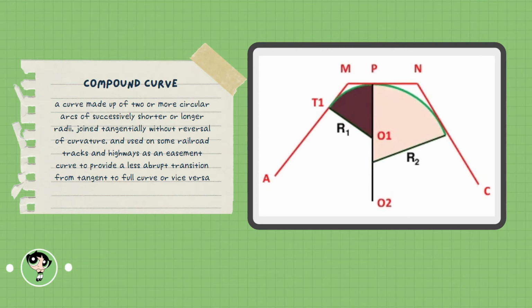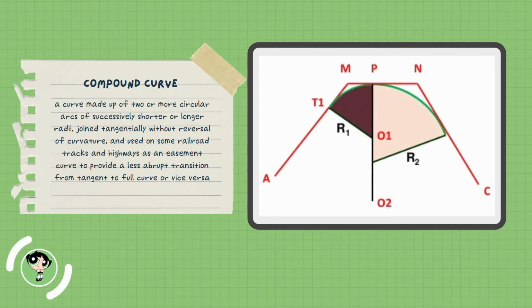Next is we have a compound curve. A curve is made up of two or more circular arcs of successively shorter or longer radii joined tangentially without reversal of curvature, and used on some railroad tracks and highways as an easement curve to provide a less abrupt transition from tangent to full curve or vice versa.